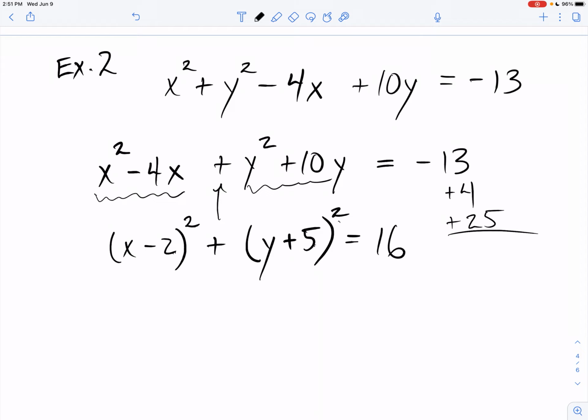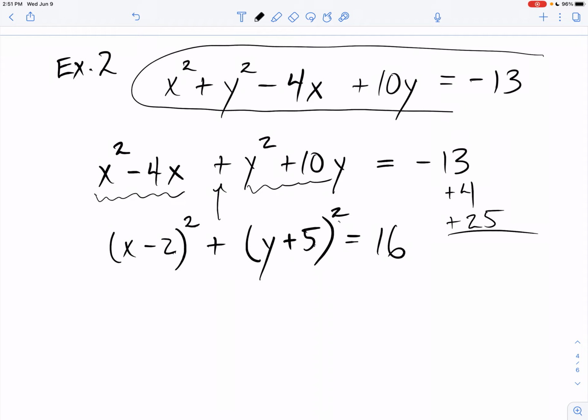So if they said, what is the center of this circle and what is its radius, now I could tell them the center is at 2, negative 5, and the radius is 4. And that is how you do it. Now, I do want you to know that the questions on this AP Calc summer packet are just little random facts that you should be able to pull off.